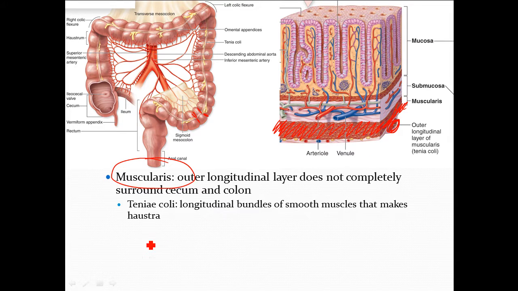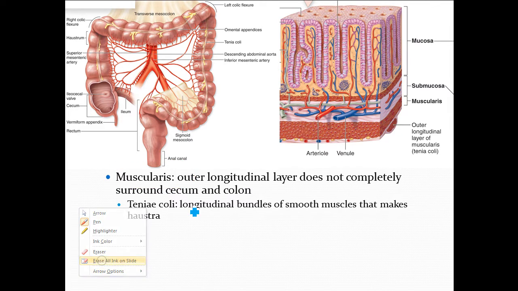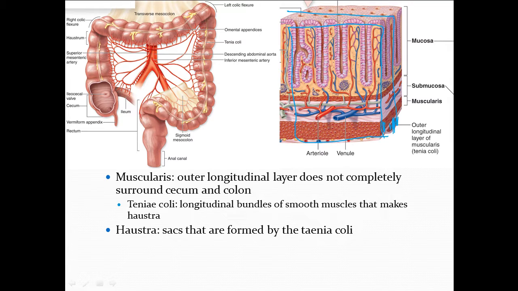If they cut it, say over here, and took this slice at this area, then they don't have it. But if they cut it anywhere along this plane here, then they might have a little bit of the outer longitudinal layer. Okay, once again, we have the haustra. And the tinea coli is these smooth muscles that you see over here that causes the haustra.